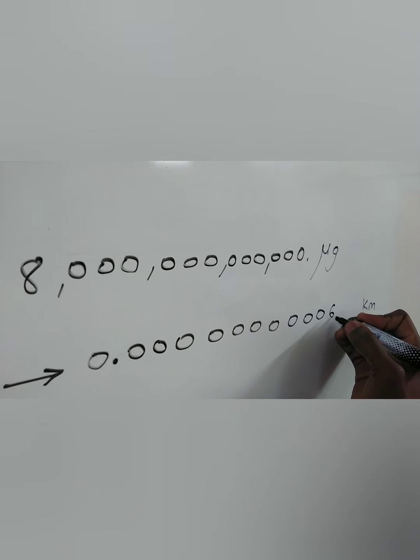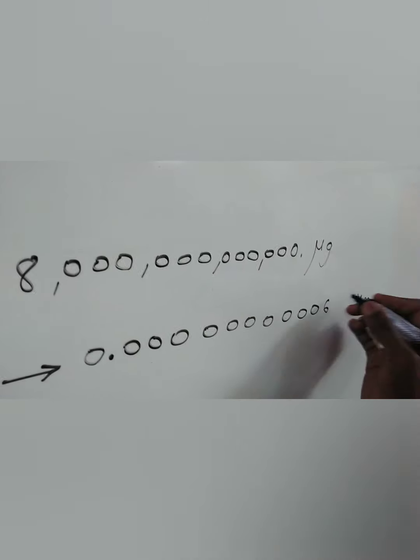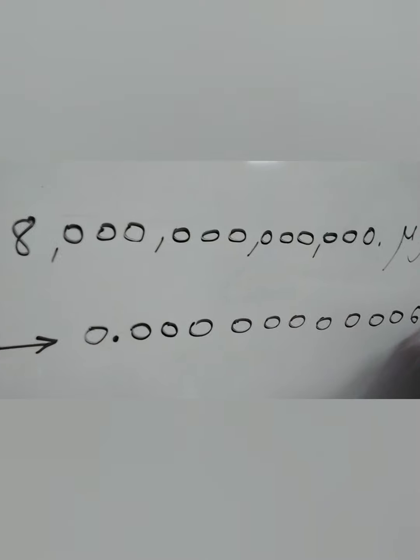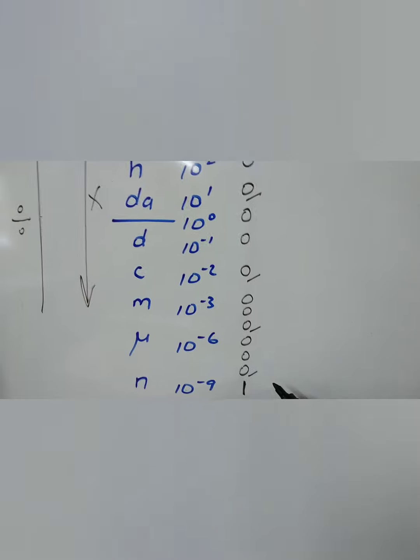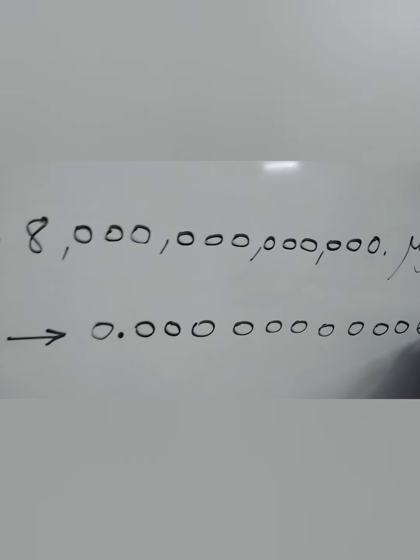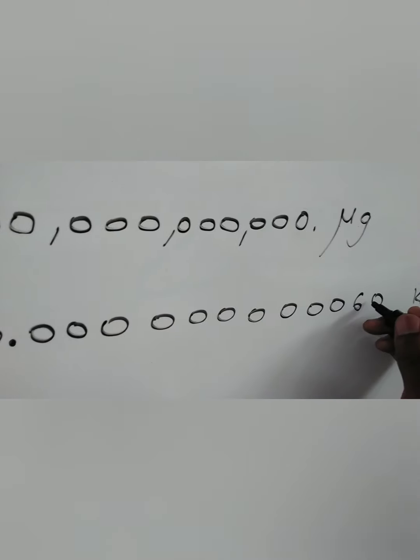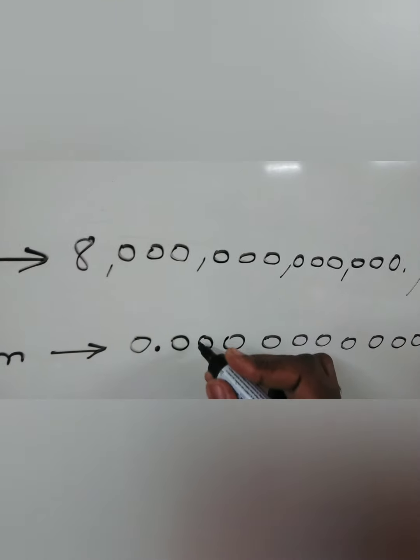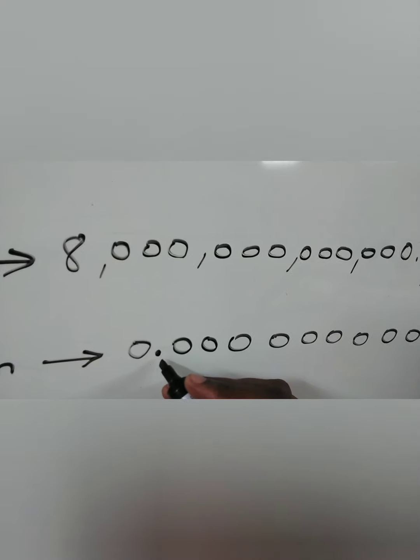Then you put your 6. And just for argument's sake, I am going to put this 0 just to show you something. So the point was there. You are dividing by 1 trillion, so the point is going to jump 12 times because you have 12 zeros within a trillion. Whenever you're dividing, the point goes to the left. 1, 2, 3, 4, 5, 6, 7, 8, 9, 10, 11, 12. The point jumped 12 times.